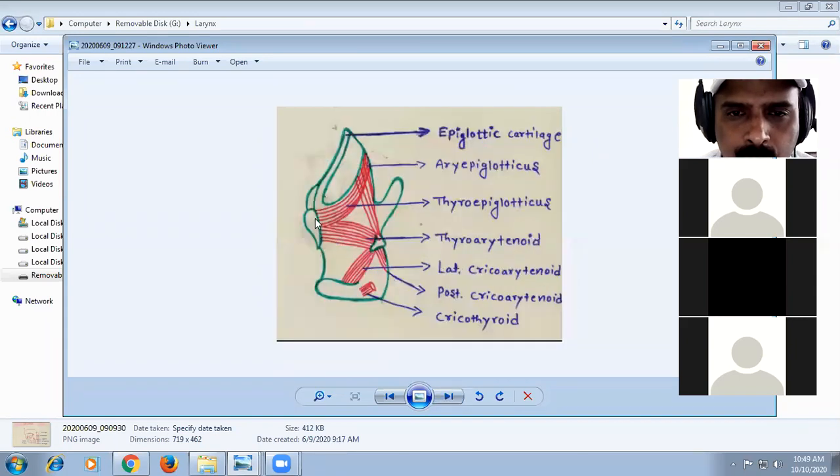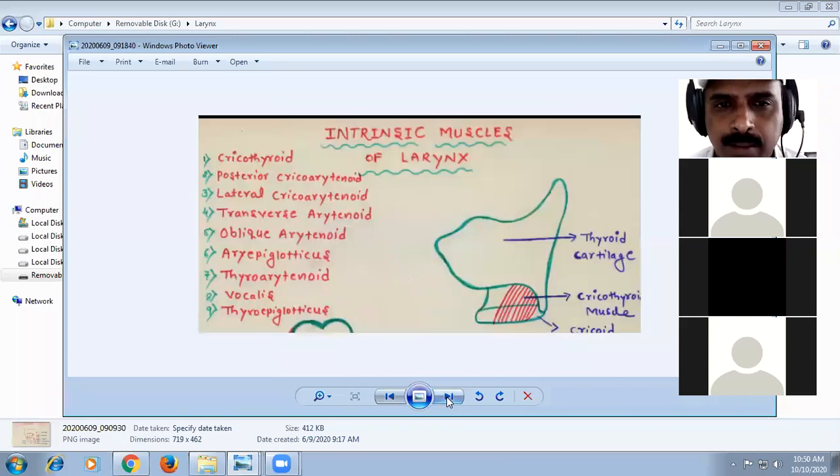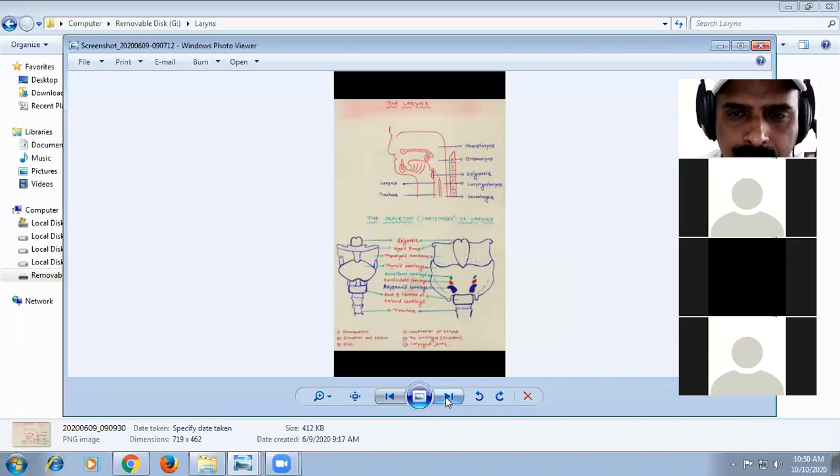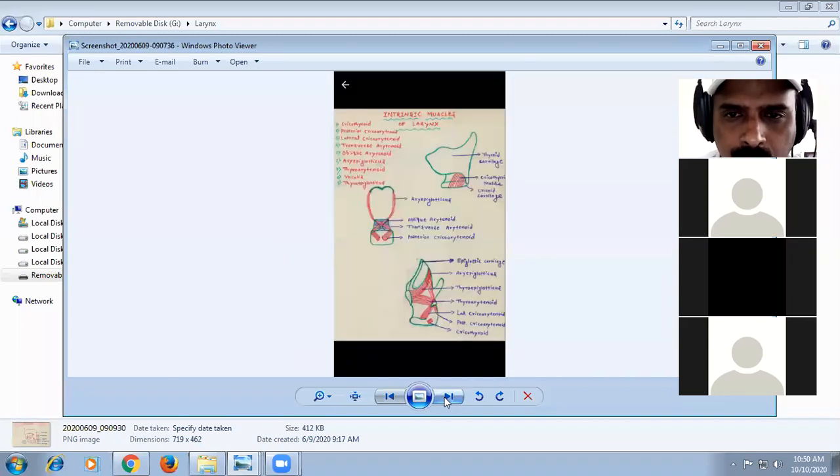Then anteriorly, this is the thyroid cartilage, this is the cricoid cartilage, and here we get the arytenoid cartilage. So you have to understand these diagrams, and only then can you understand the origin and insertion of all these.